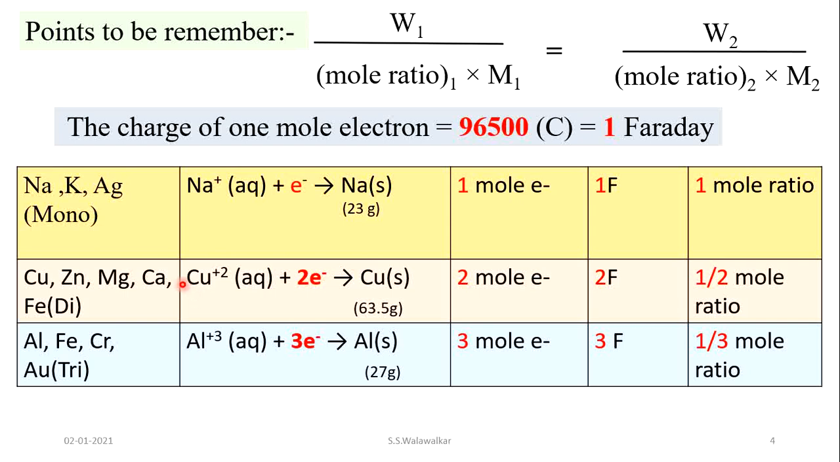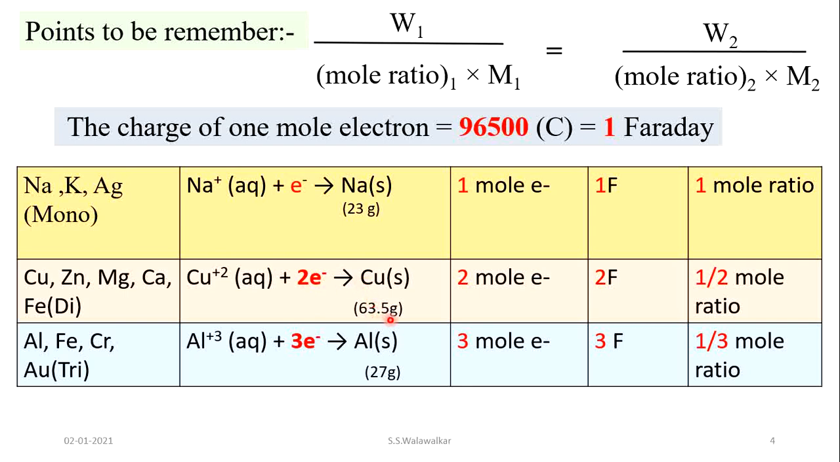Like that, if divalent cations are there, such as copper plus 2, zinc plus 2, Mg plus 2, calcium plus 2, then these divalent cations accept 2 electrons. They require 2 moles of electron to deposit 1 mole of the divalent substance. Here is an example of copper: Copper plus 2 ions require 2 moles of electron to deposit 1 mole of copper.